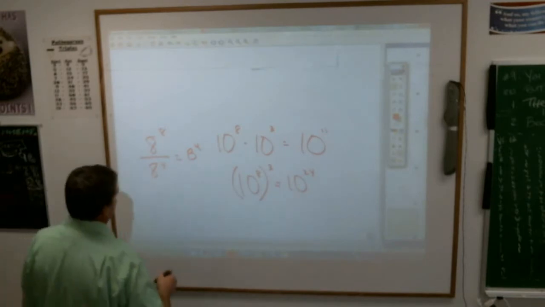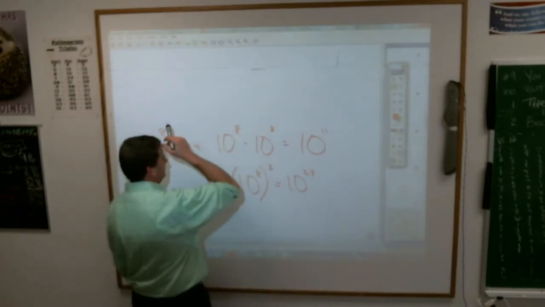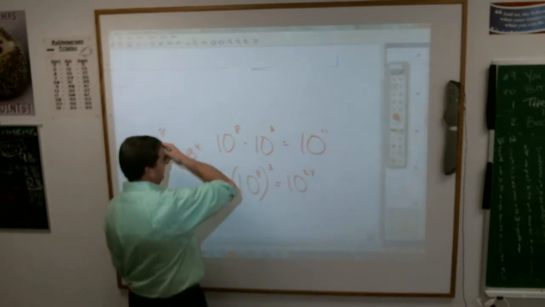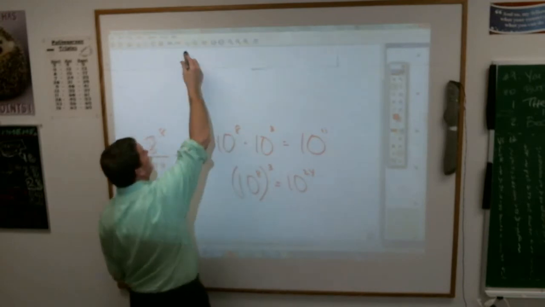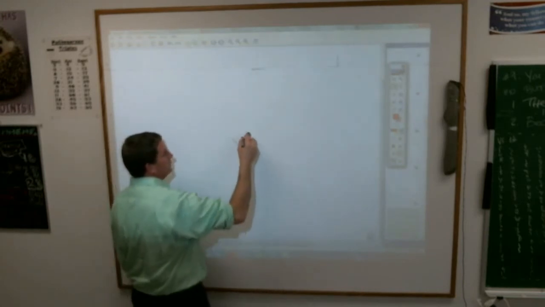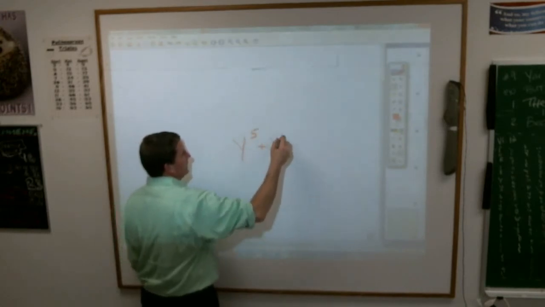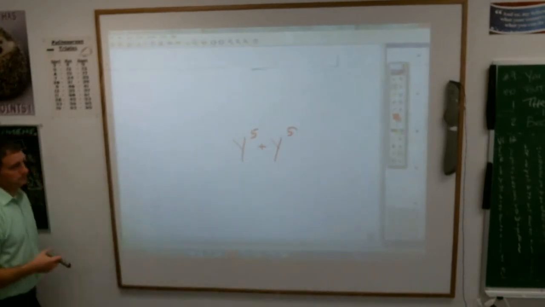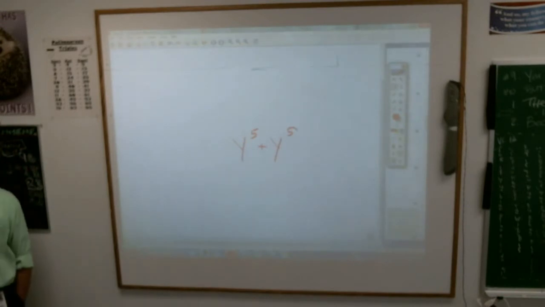How about this one? What about y to the 5th power plus y to the 5th power? Y to the 10? It is not. That would be y to the 5th times y to the 5th. This is y to the 5th plus y to the 5th. Y to the 20? It would not be. That would be y to the 5th power to the 5th power.